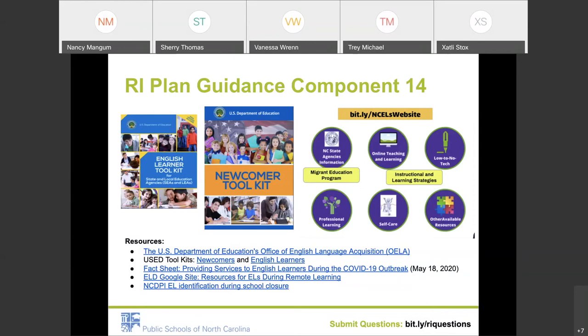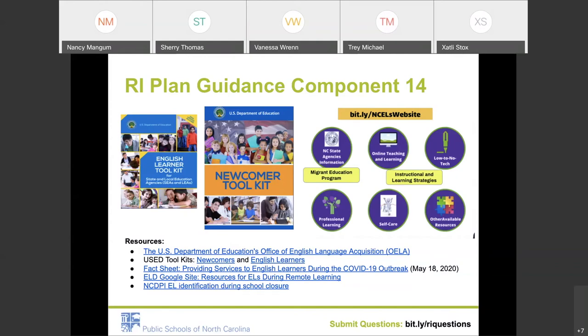So you have this main resource from the federal level, and you will also see the NCDPI website where you can find the guidance for provisional English learner identification. So you will see how we have outlined the provisional pathway. So if you get new students who might be potential English learners, you have that information to see how you can provide some services and what kind of things you can do and incorporate in your LIEP service chart.